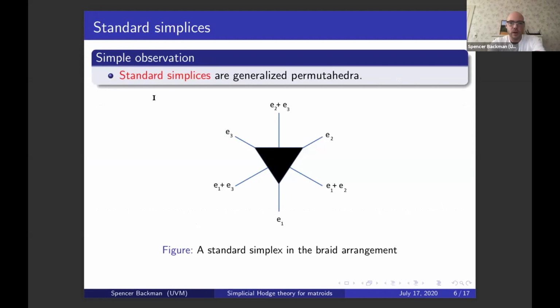Okay, so here's a simple observation: standard simplices are generalized permutahedra. If you look at the normal fan of a standard simplex, this is going to be some coarsening of the braid arrangement. Here I have a picture of a triangle sitting inside of the braid arrangement associated to A3. And you can see that its normal fan is going to be a coarsening of the braid arrangement.